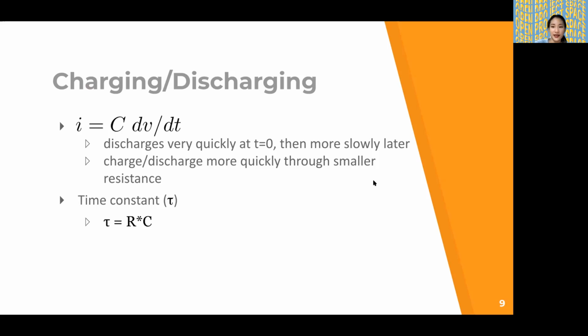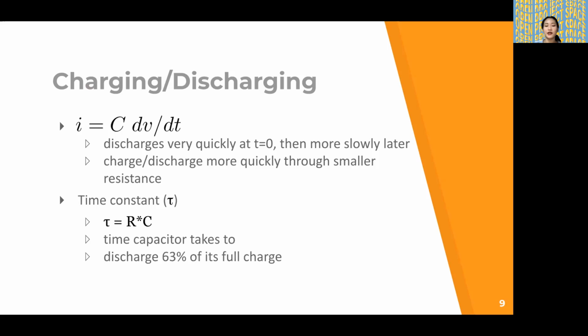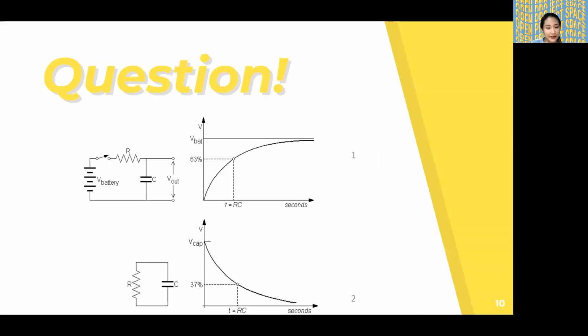So there's this thing called the time constant, which is R times C. This is defined as the time the capacitor takes to discharge 63% of its full charge, so discharge until 37% of its full charge. And I have these 2 graphs over here.